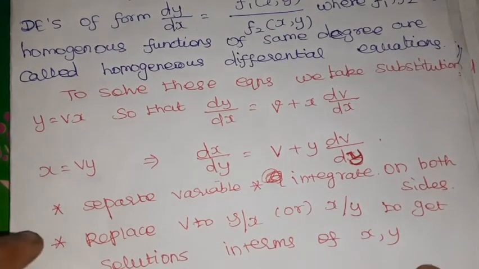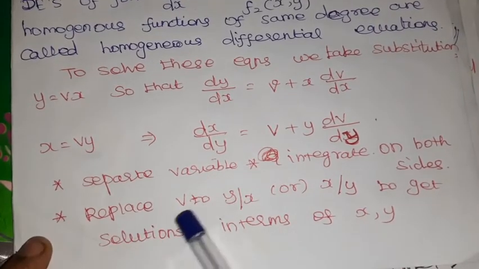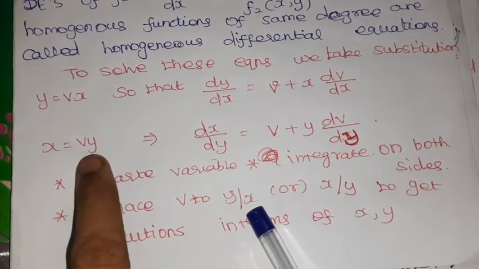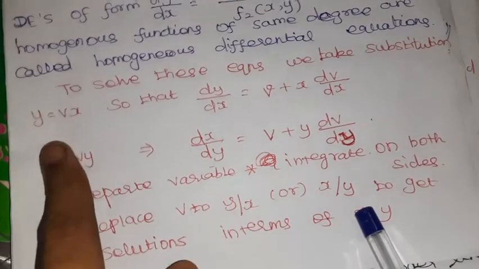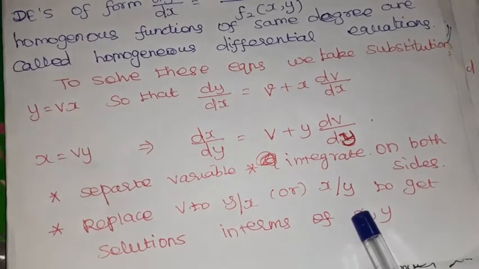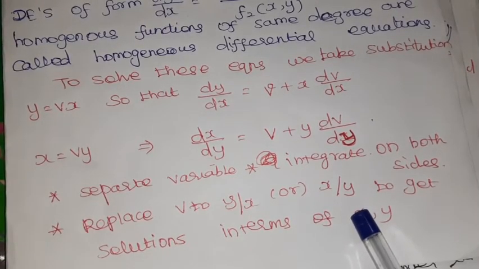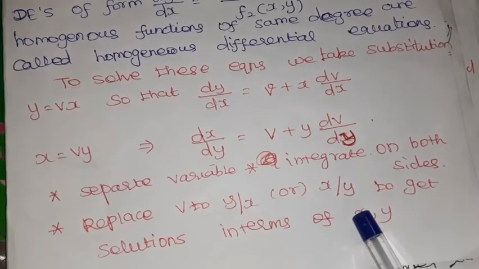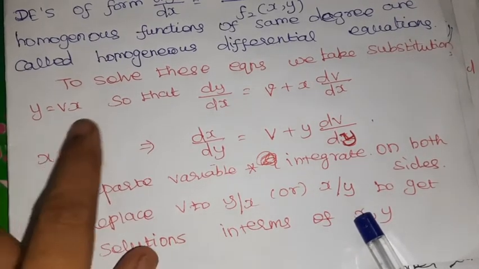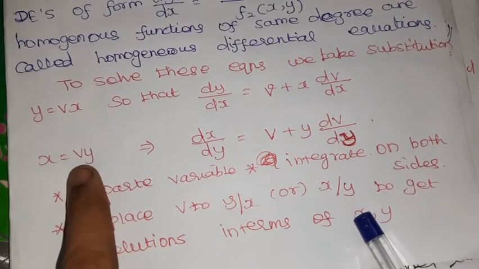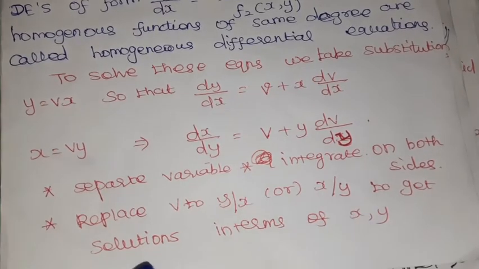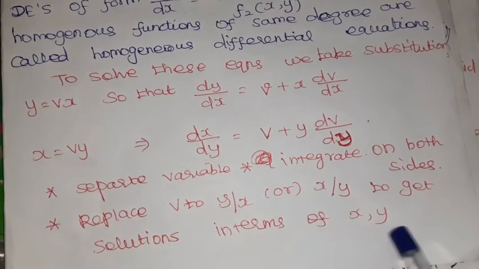Then in the end, don't forget to replace v by y by x, or v by x by y. In case we are substituting y equal to vx, finally the solution will be in terms of v. So don't leave the solution in terms of v. We should replace v by y by x. In case of x equal to vy, we need to substitute v equal to x by y to get the solution in terms of x and y.